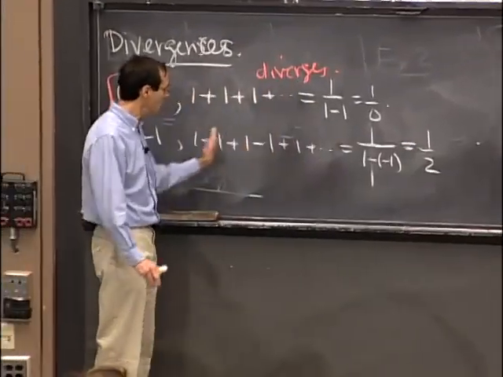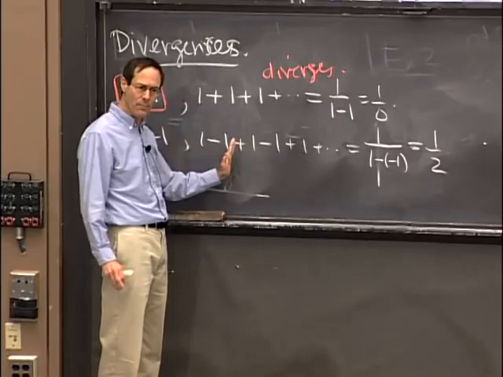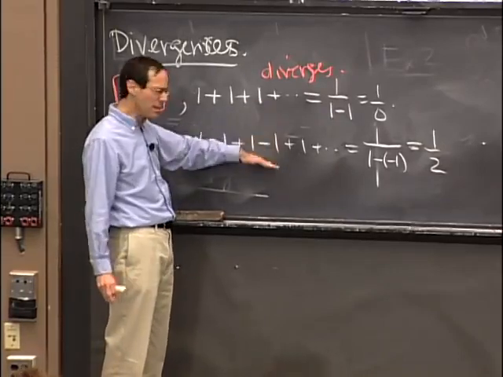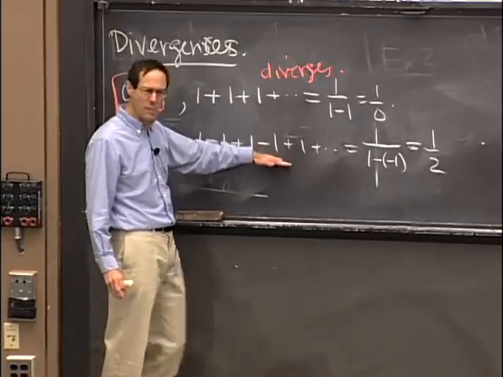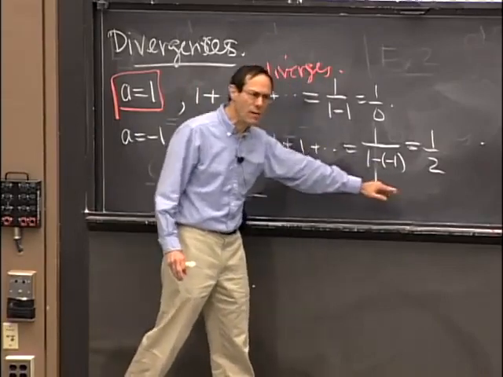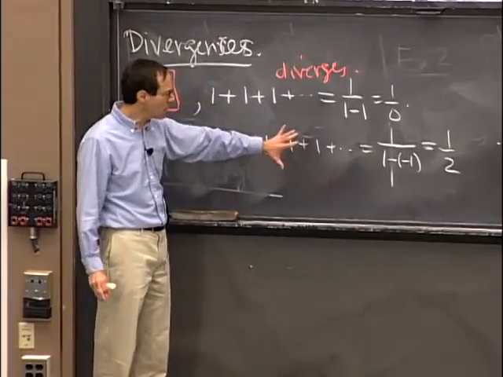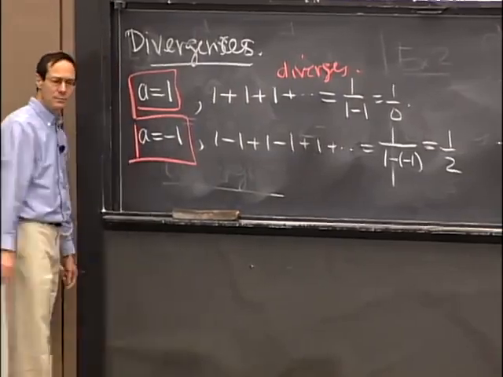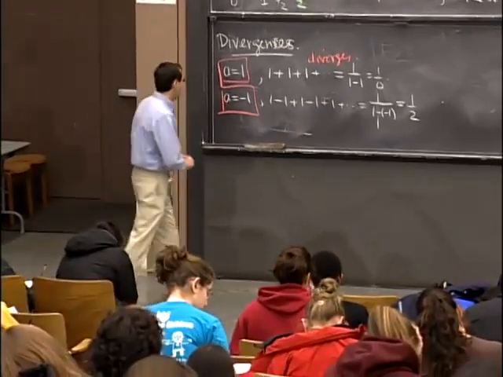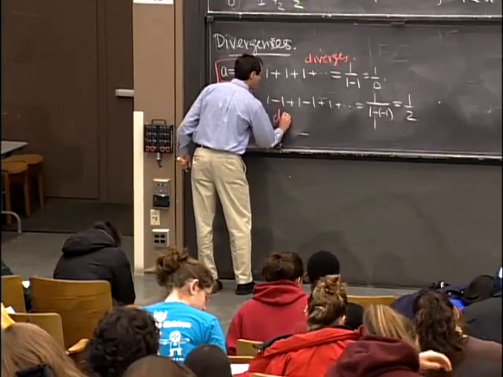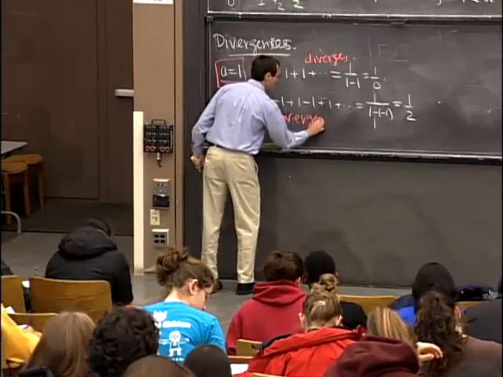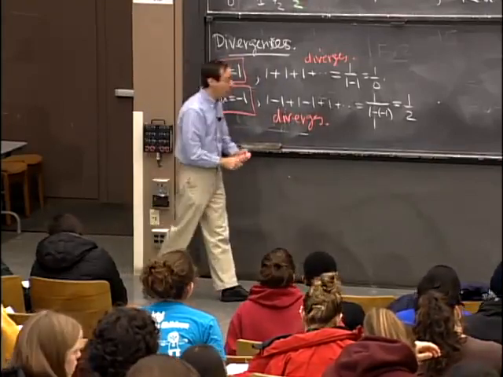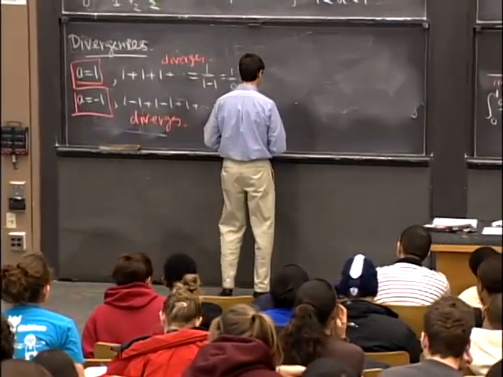It's halfway between the two, between 0 and 1. So again, there's some sort of vague sense in which this is trying to be this answer. It's not so bad, but we're still going to put this in a red box, because this is what we call divergence. So both of these cases are divergent. It only really works when a is less than 1.